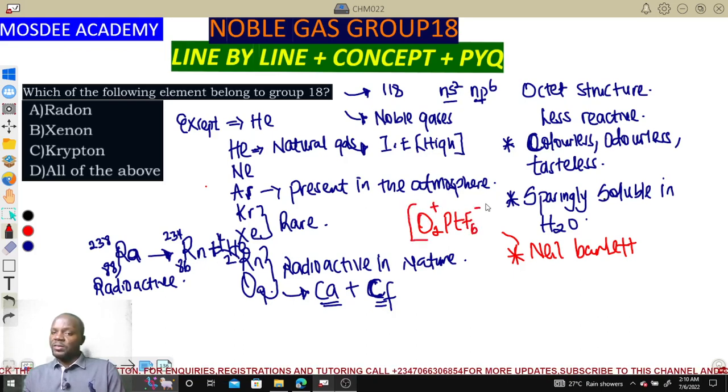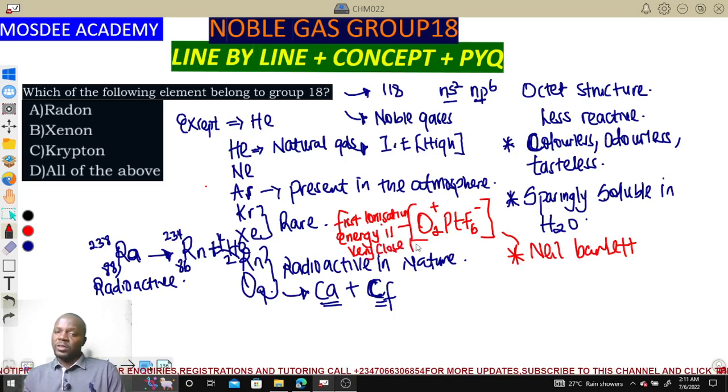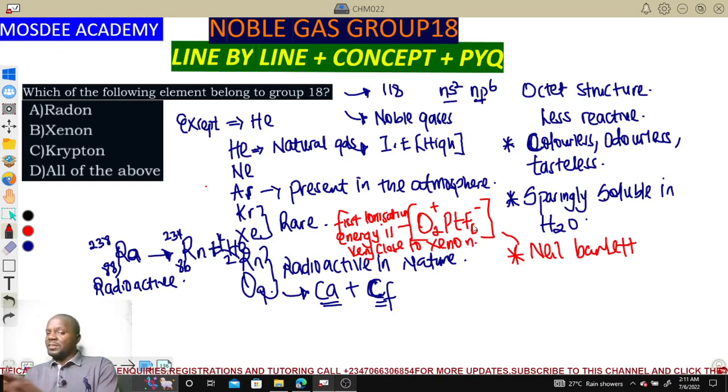So he now noticed that this oxygen is behaving as though its first ionization energy, let me just write first ionization energy, or enthalpy, anyhow you call it, is very close to that of xenon. So he now tried to prepare xenon by changing the oxygen here and mixing xenon with PtF6.